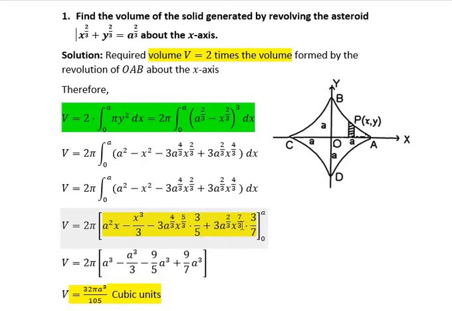When you add the powers, you will get a cube. So, V is equal to 2π into a cube minus a cube by 3 minus 9 by 5 a cube plus 9 by 7 a cube. When you simplify this, we get V is equal to 32π a cube by 105 cubic units. Let us take up another problem.